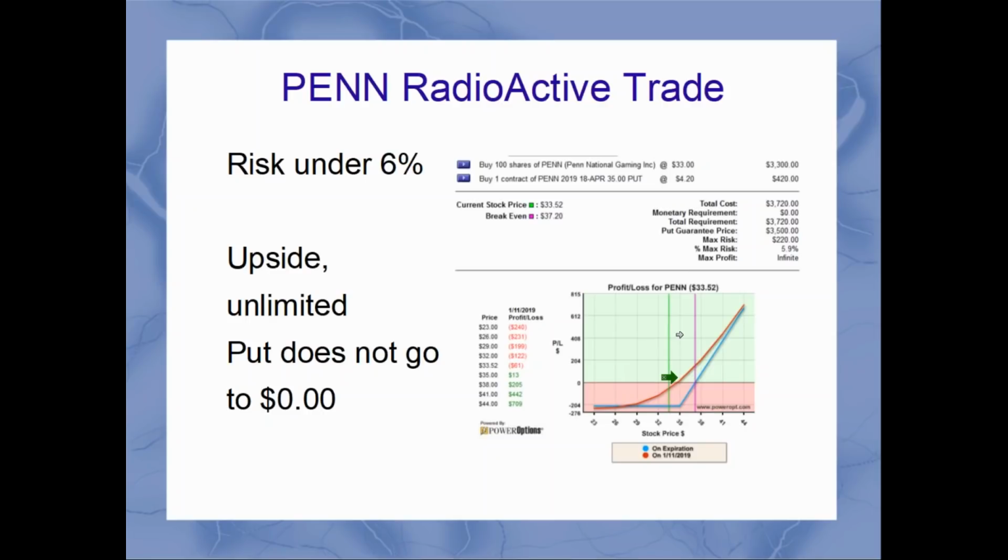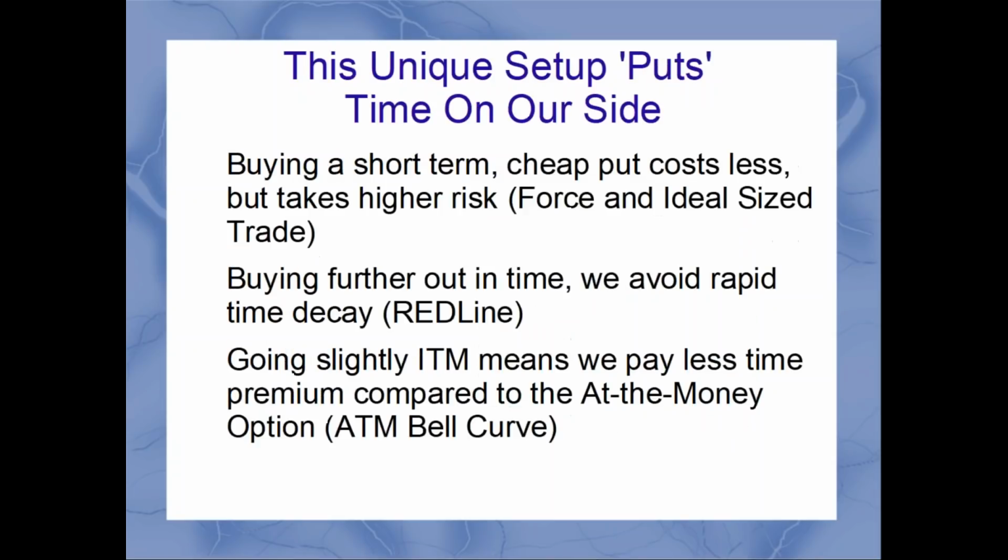I'm in a much better position because I followed the proper structure and didn't follow the basic flawed approach of buying a cheap, out of the money, 1 month out put option, which doesn't put time on my side, and I'm probably going to lose the entire investment in that insurance policy. The unique setup, buying that far out put, 1 or 2 strikes in the money to control it to that 4.4 to 8% risk, puts time on our side.